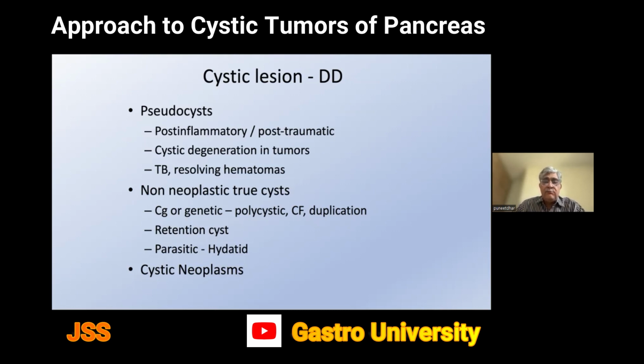Likewise, cystic fibrosis, mucoviscidosis, can also have cysts, as can duplication cysts. These are all genetic. A retention cyst can be there in chronic pancreatitis, which is also a true cyst because it still has a lining, but it's not neoplastic. It probably doesn't carry a real malignant potential. It probably doesn't need treatment, except if it is associated with chronic pancreatitis symptoms. It might need treatment on its own merit.